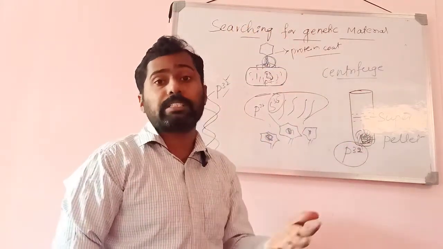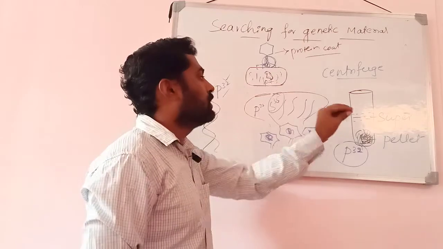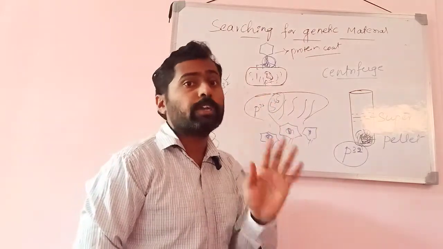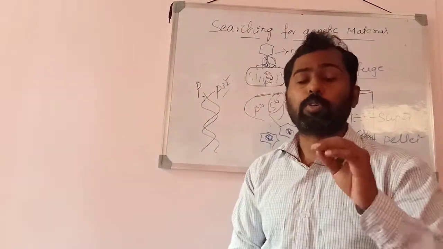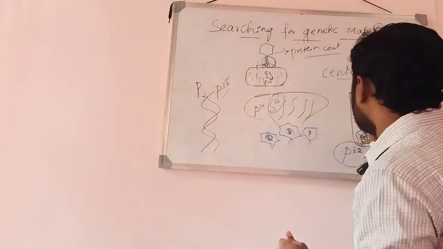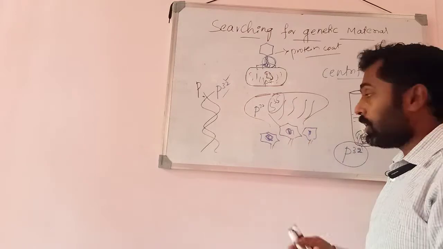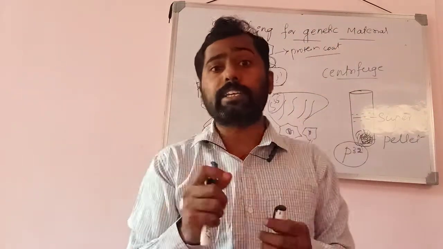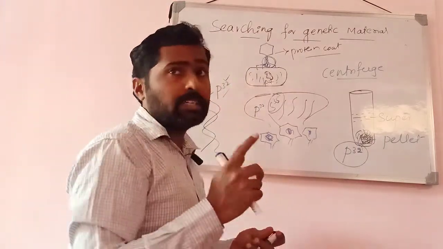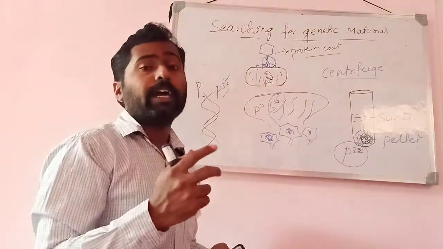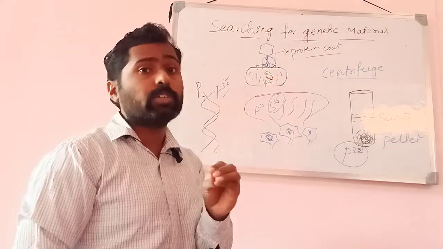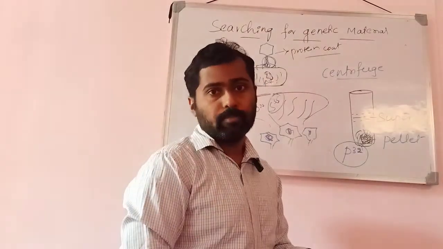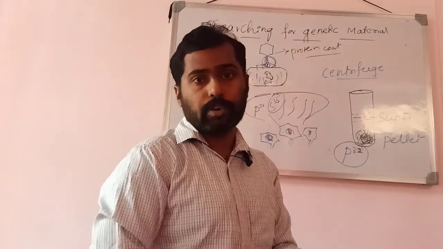When they observed for several generations of phages, they found radioactivity only in the pellet, not in the supernatant. In the supernatant there are proteins, and as proteins do not have phosphorus, no radio labeled phosphorus, hence they do not show radioactivity. Only the pellet has shown radioactivity. Why? The main reason the pellet shows radioactivity is that the pellet consists of DNA. That's why the pellet showed radioactivity.